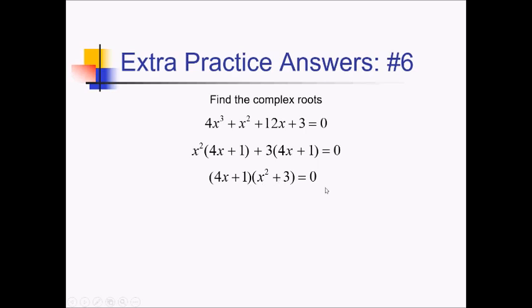Setting each of these equal to 0 and solving, if 4x plus 1 equals 0, then I can subtract 1 and divide by 4 to get x equals negative 1 over 4. And then for this next one, if x squared plus 3 equals 0, well, that means that x squared equals negative 3, which means if I square root both sides and take out an i, we have x equals plus or minus i radical 3.